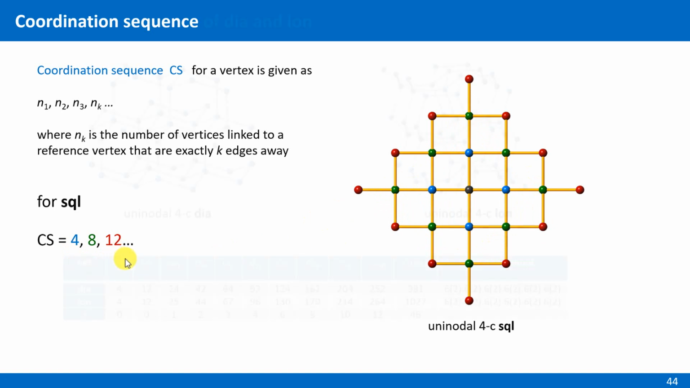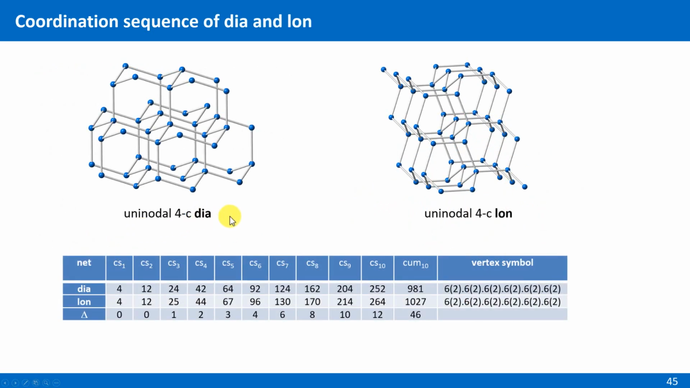So let's look now at the coordination sequences of diamond and Zeolite. Interestingly, they are the same for the first 2 coordination shells, but from the 3rd on, they are different, and the difference is increasing. If you look up a net in a database, then usually also this cumulated TD10 value is given, and this is just the sum from the 1st up to the 10th shell plus the 1 reference vertex.